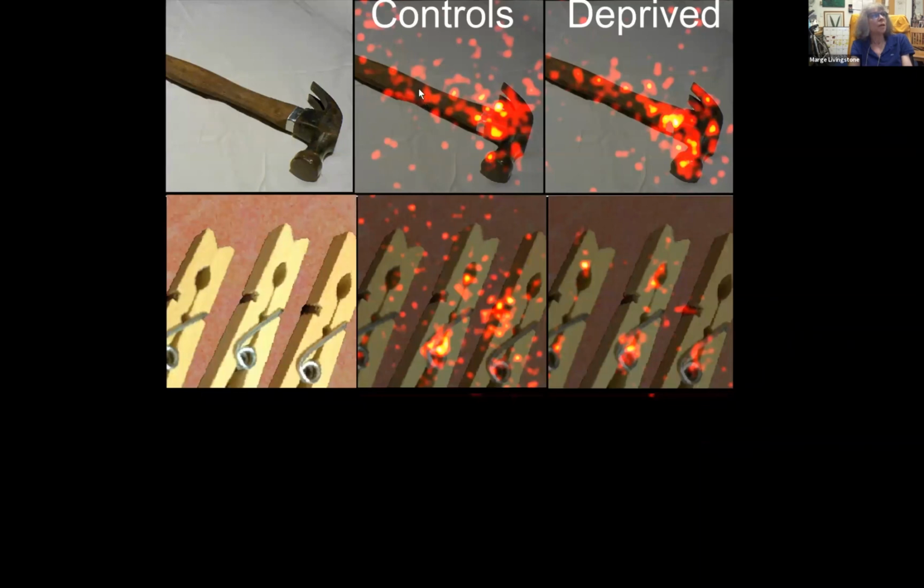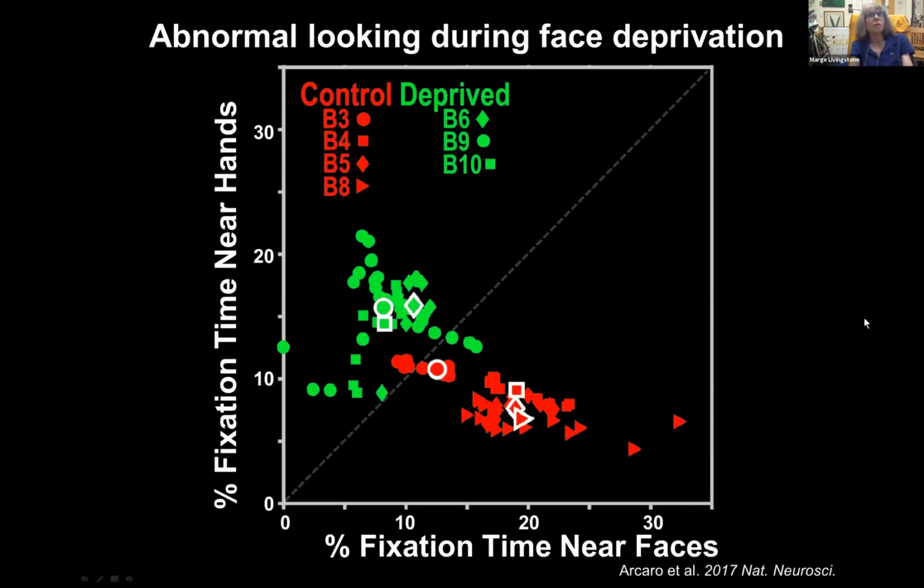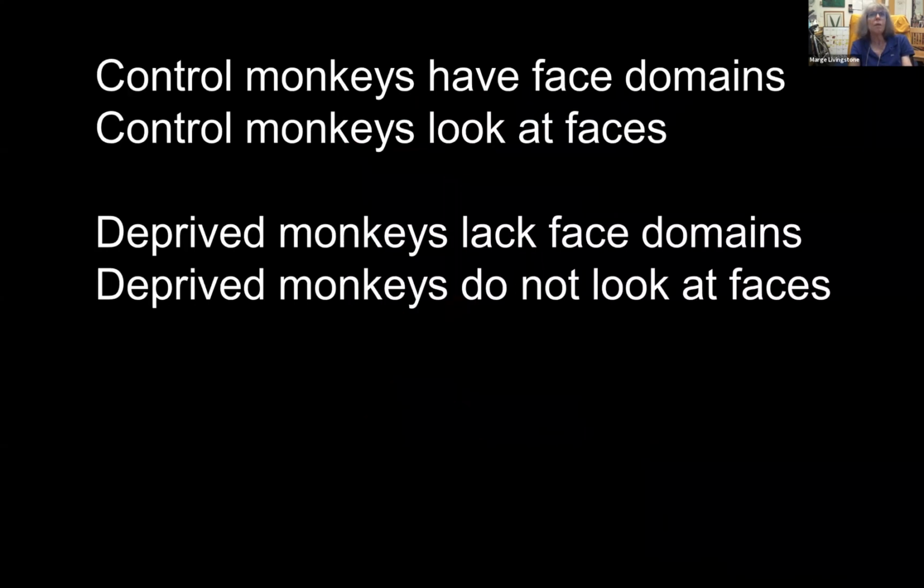So if you look at the looking pattern of control and face-deprived monkeys, everybody likes to look at contours and everybody likes to look at small, round, dark things. Control monkeys look mostly at my face, but face-deprived monkeys like to look at hands and faces, but mostly hands. So face-deprived monkeys spent more time looking at hands than at faces, and control monkeys spent more time looking at faces than at hands. So control monkeys have face domains and control monkeys look at faces. Deprived monkeys lack face domains and they do not look at faces.